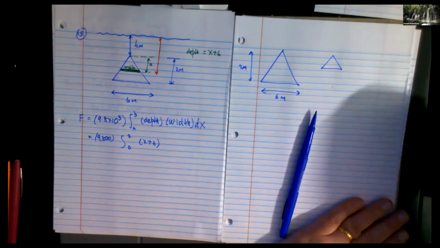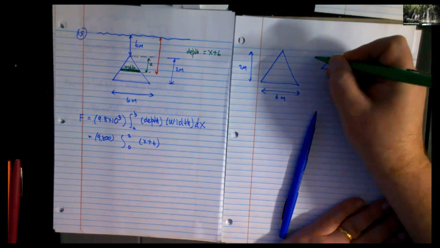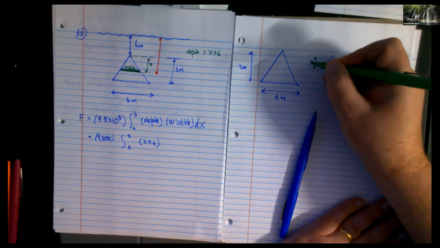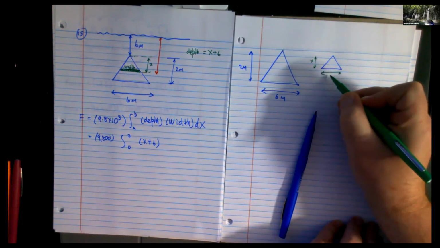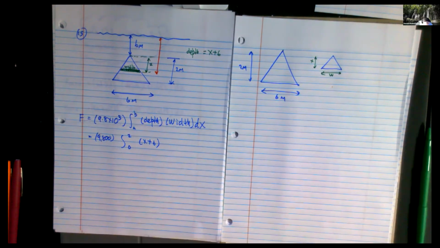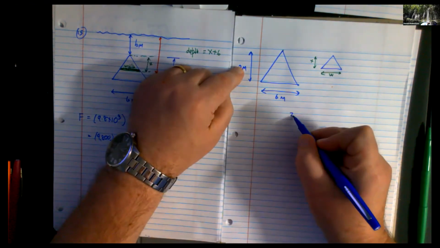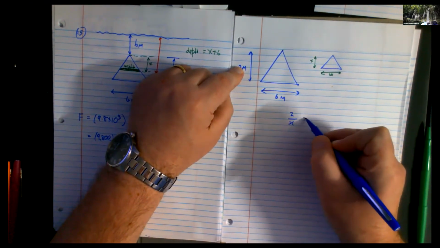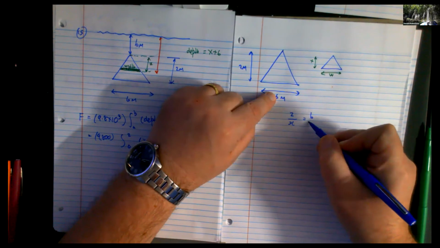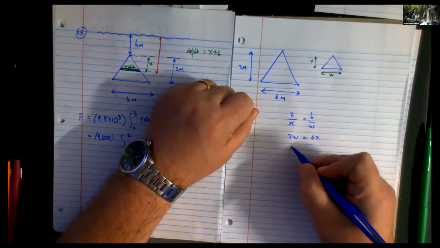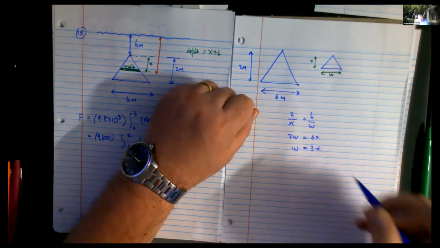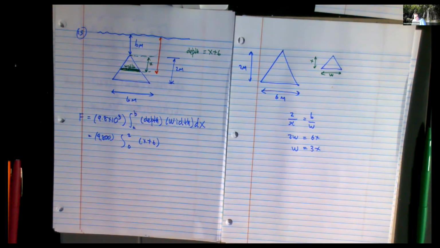I know that this distance here is X. And I know this distance here, well, I'm calling it W for width. So 2 over X is 6 over W. So 2W is 6X. So W is 3X. Are we comfortable about how I got the width in terms of X using the similar triangle trick again?